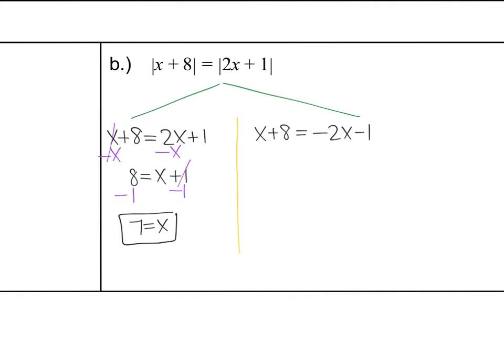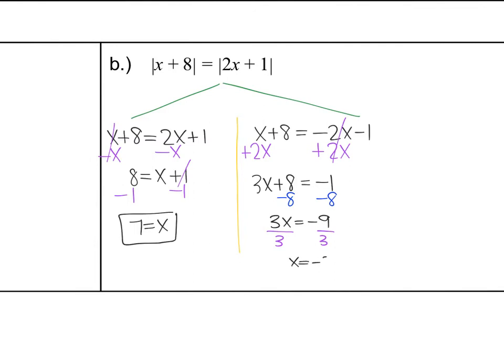And same thing on the other side. I'll go ahead and add the 2x. So that's 3x plus 8 equals negative 1, because the negative's still there. Let's subtract the 8 to get 3x equals negative 9. And then I'll go ahead and divide by 3, so x equals negative 3.